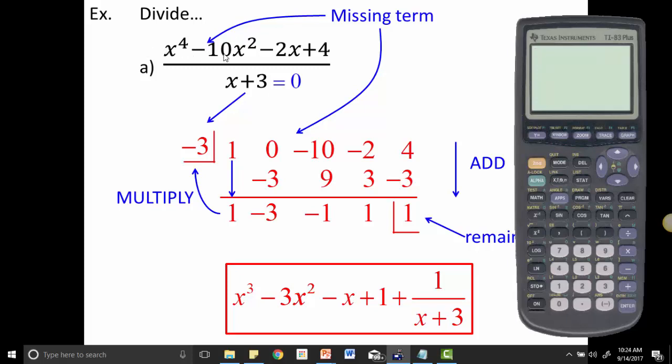Now when I type this in, I'm going to use parentheses around the numerator and divide by parentheses around the denominator. So parenthesis x raised to the 4th minus 10x squared minus 2x plus 4. I'm going to close off the numerator with a parenthesis. Divided by parenthesis x plus 3. Close parenthesis.